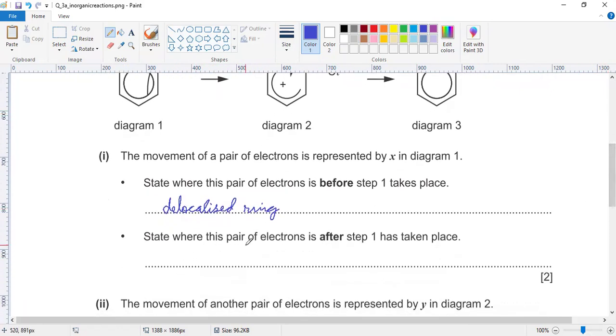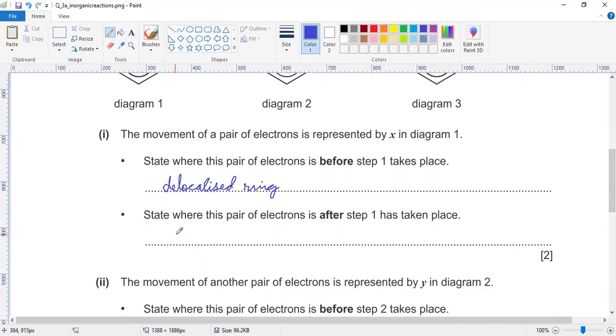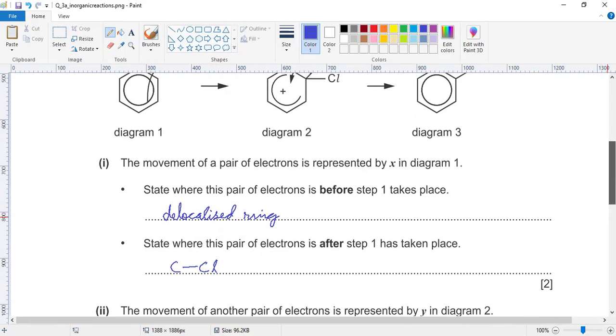Next, where is this pair of electrons after step 1? So actually, this bond was already present, but not shown here. In benzene, we don't show hydrogen atoms or their bonds. So actually, now this is the bond between this carbon of the benzene and chlorine, and this bond is present.